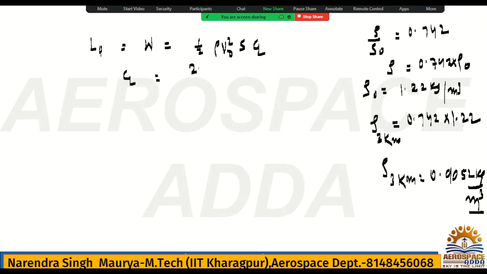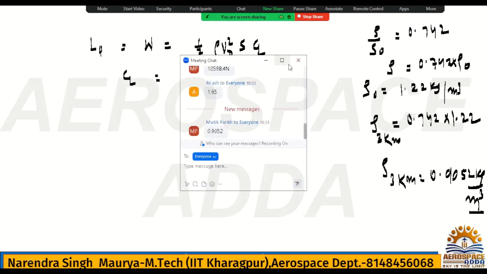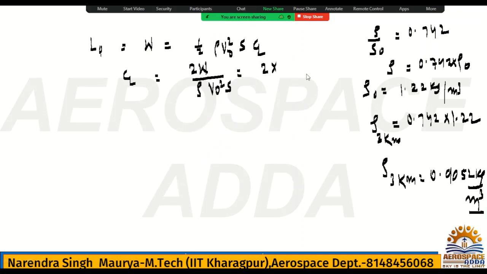CL is nothing but 2W divided by rho. Okay, this is the CL. 2 into what is the weight at sea level? Weight at sea level, it is given how much? 9,200 Newton. Check the problem. Density at 3 kilometer you have calculated, 0.9052. Velocity at steady state level is 50, they have given to us. What is the area S? You please write the data.